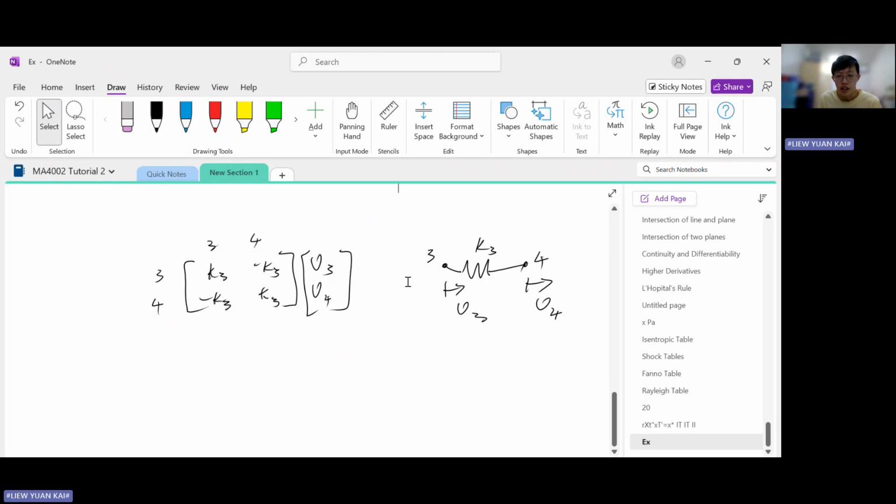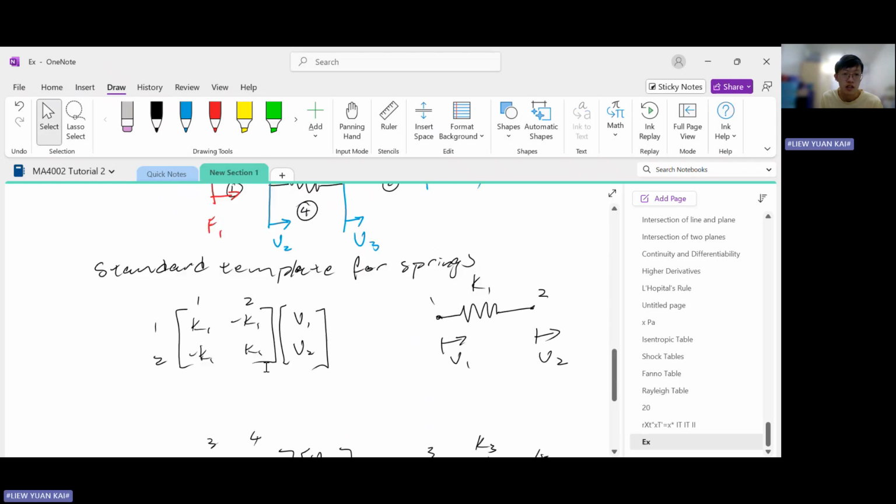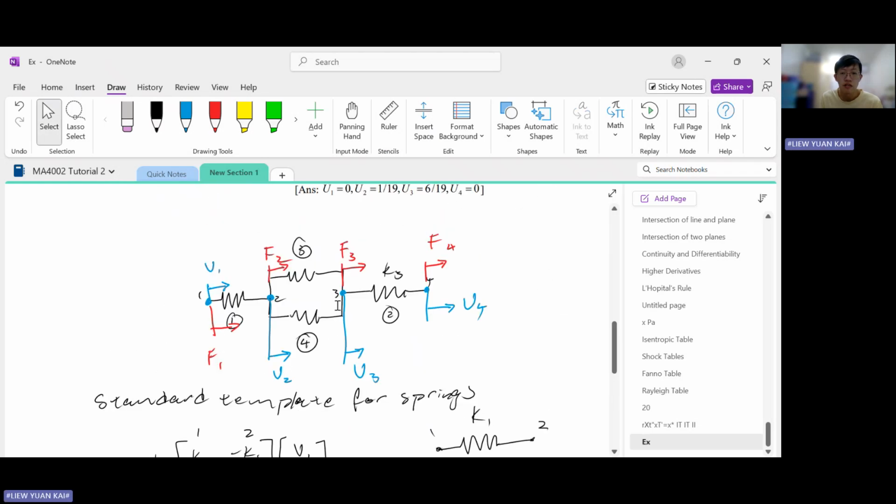On the other hand, for spring 2, its nodes are 3 and 4, right? So that's why the heading is 3 and 4 for the row and the column. Its nodal displacement is u3, u4, that's why the displacement vector is u3 and u4. And the spring constant is k3, that's why the entries are k3 instead. We're going to do that for the other springs.